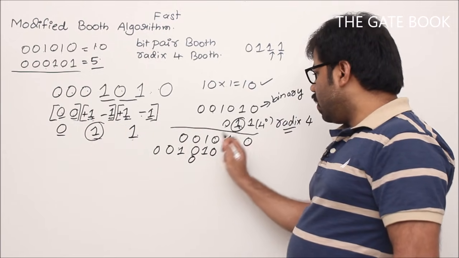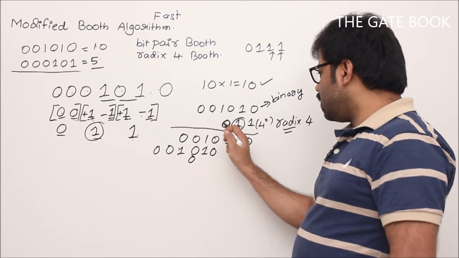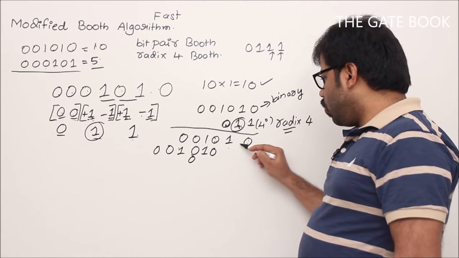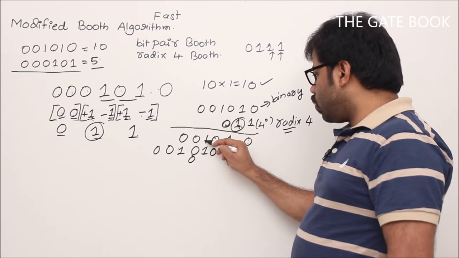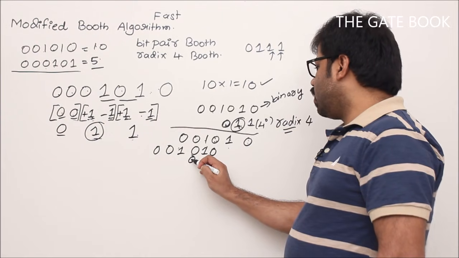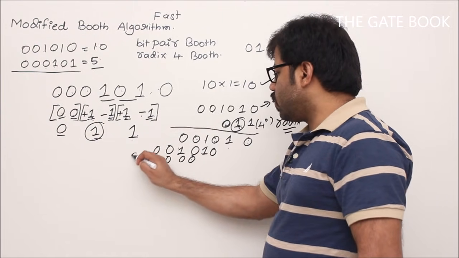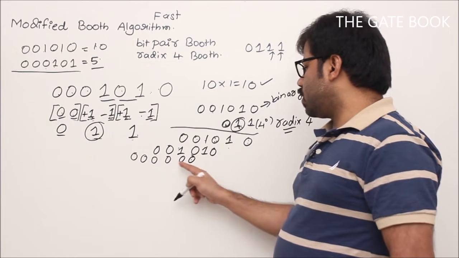So next time the weightage of this number is 16. That's why we have to go to the 16th weightage bit: 2 power 0, 2 power 1, 2 square, 2 cube, 2 power 4. That's why you start filling from here. 0 0 0 0 0 0, right? 4 plus 2, 6. Yes.